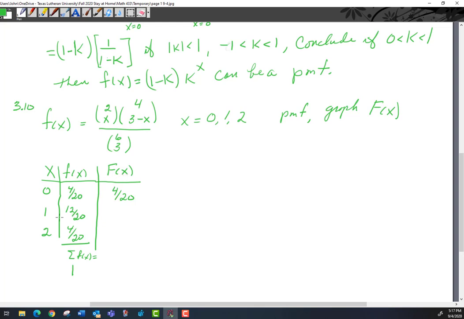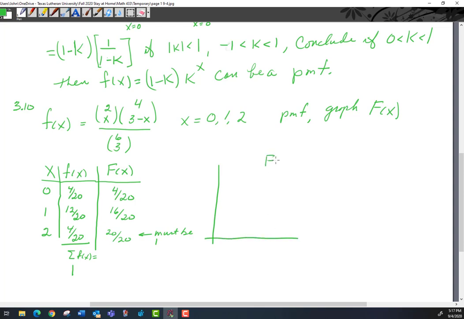That's a 4 over 20. Cap F of 1 would be the probability that x is less than or equal to 1. So that would be the sum of these two, 16 over 20. And less than or equal to 2 would be the sum of all of these, 20 over 20. Remember, another check if we've done this right, this must be 1. It is, and so we've probably done all that right.